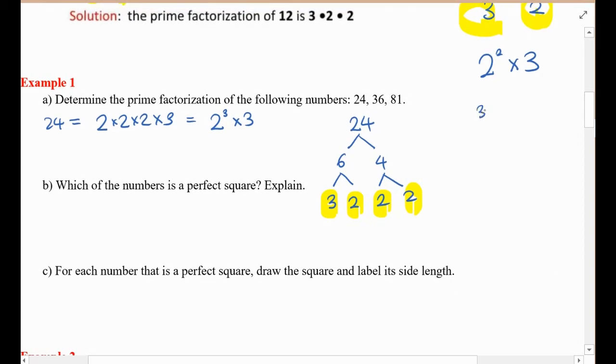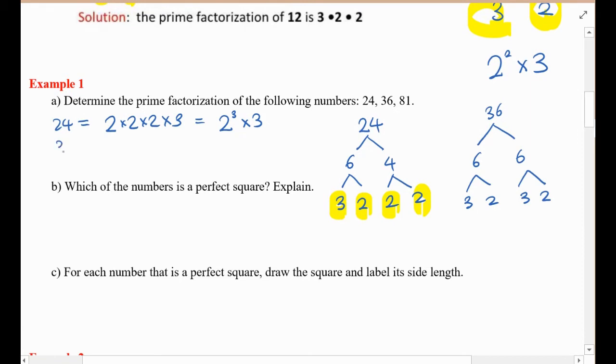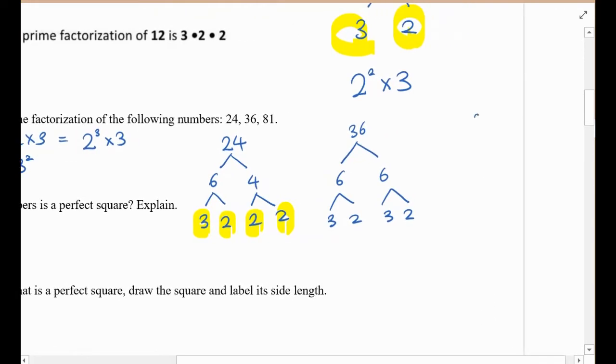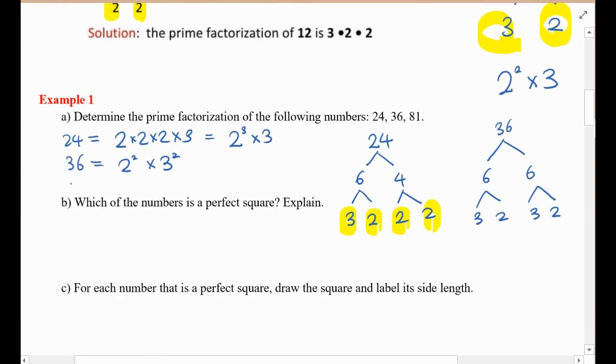What about 36? 36 becomes 6 times 6. 6 is 3 times 2 and 3 times 2. So you have two 2's and two 3's. So we say 36 is 2 squared times 3 squared. All right? And 81. 81 becomes 9 and 9. 3 and 3 and 3 and 3. 81 has four 3's. So 3 to the power of 4. Okay?